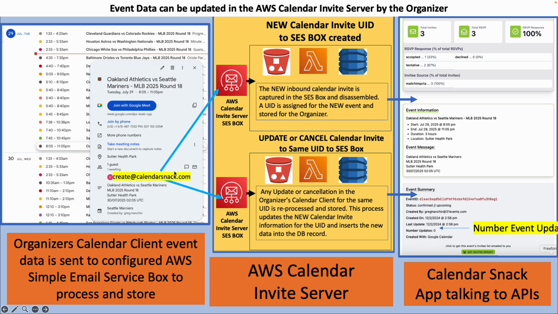That means if I was to go into the original Calendar Invite and change it as an organizer and send it back to the AWS Calendar Invite server inbox, the Simple Email Service box configured, it's going to tear it down again and actually update the Calendar Invite information. So the Calendar Invite information could be anything you see visually here for the calendar. It could be the dates, the times, the game itself, in this case the title, and anything in the message body itself.